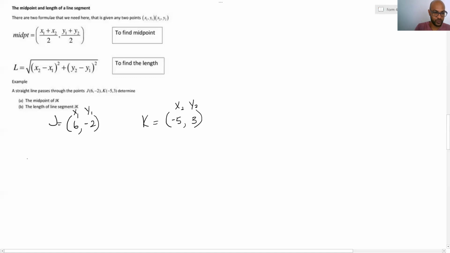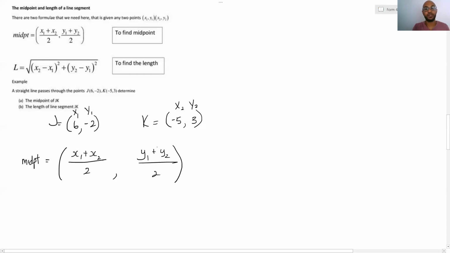After we do this, it's always good to quote your formula. We want to distinguish between gradient and midpoint, so I'm abbreviating the word midpoint. And the formula for midpoint is the halfway point between the two x coordinates and the halfway point between the two y coordinates. Right, x1 plus x2 divided by 2 and y1 plus y2 divided by 2.